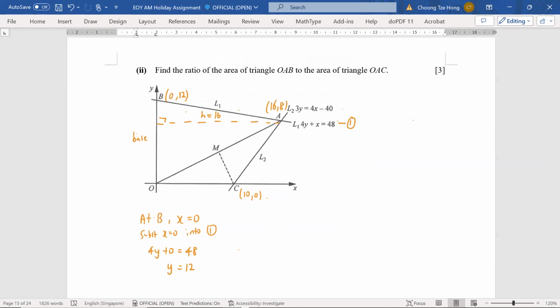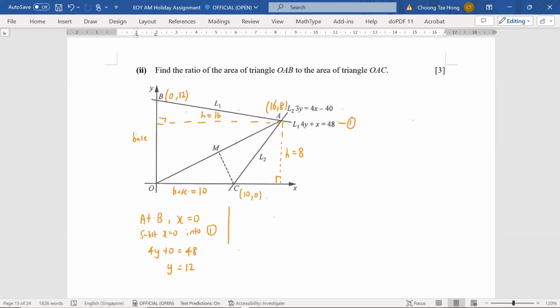The same thing goes for OAC. If we take OC to be the base, this will be the base, and the base length is just the x-coordinate of C. So the base is 10. Then the height will be from here to here. This height is just the y-coordinate of point A, which is 8. So we can just use half times base times height to find the area of triangle OAC. No need to use the bootlace method.